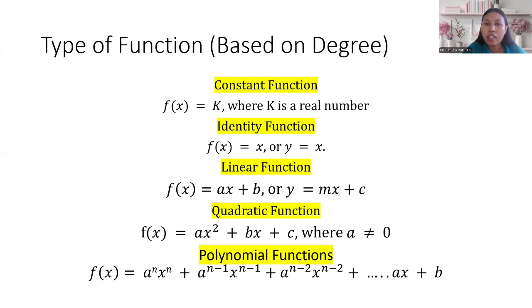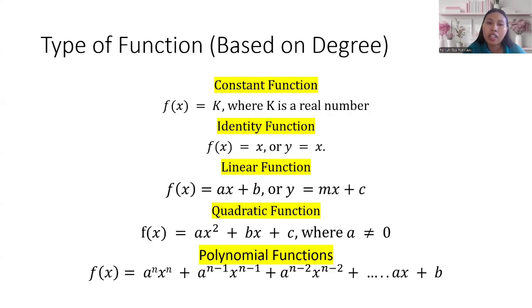Next, linear function. A polynomial function having a first degree equation is a linear function. The domain and range of a linear function is the set of all real numbers, and it has a straight line graph. Graphically, the linear function can be represented by the equation of a line y equals m times x plus c, where m is the slope of the line, and c is the y-intercept of the line. We can also write it in the form of f of x equals a times x plus b.